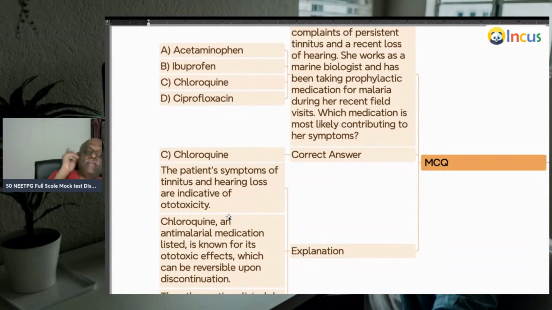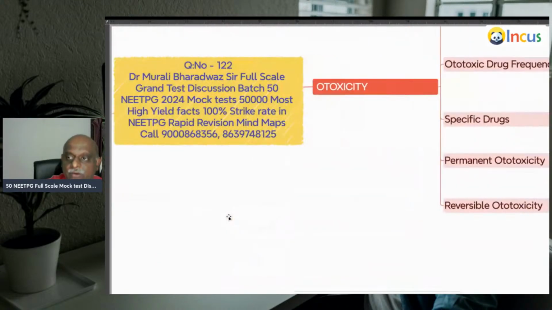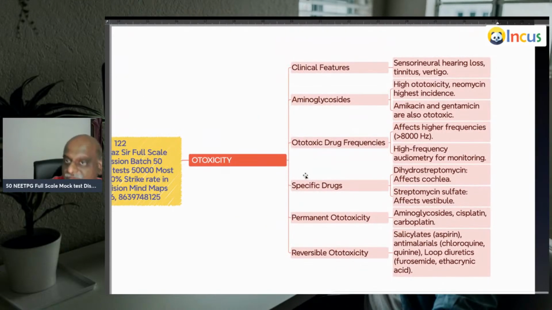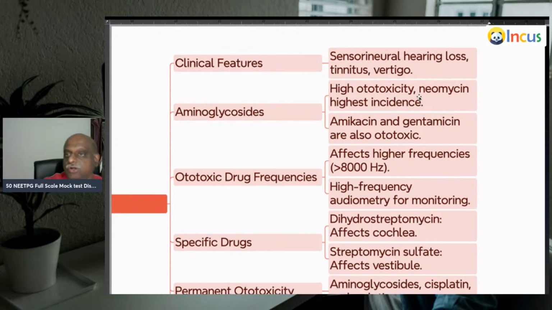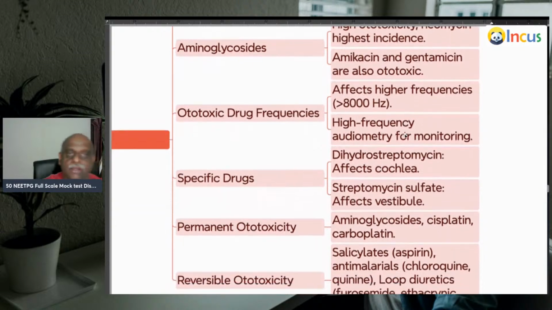Now, tinnitus, hearing loss are indicative of ototoxicity. Chloroquine is the one which is known to have the ototoxic effect. So you should know very well everything, doctor. Aminoglycosides. In the aminoglycosides, high ototoxicity, neomycin has the highest incidence. Amikacin, gentamicin are also ototoxic.